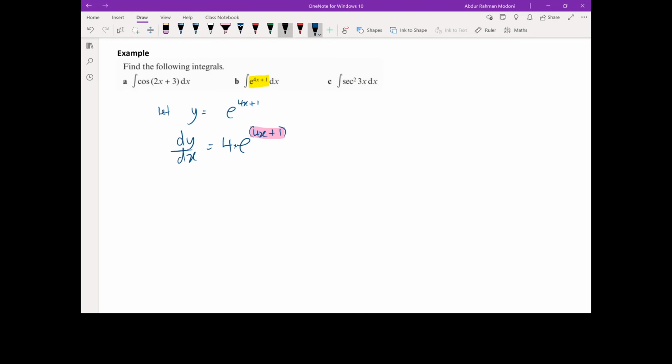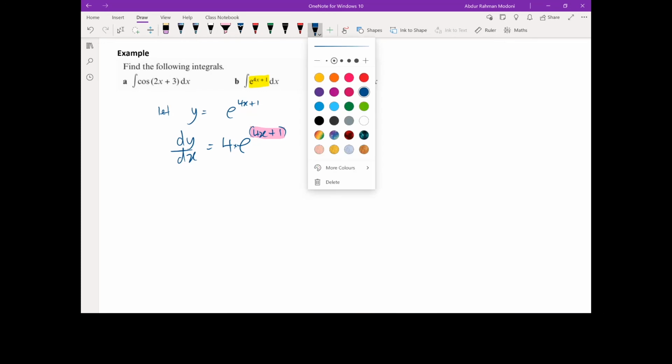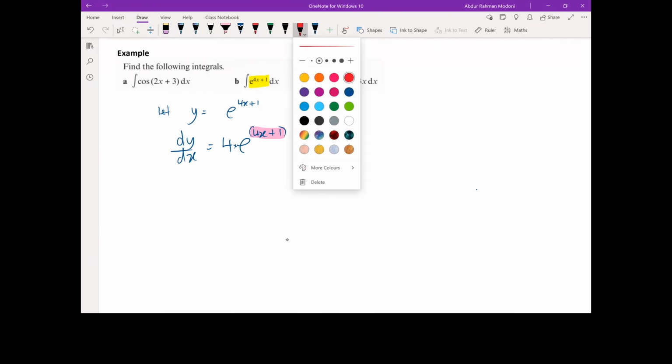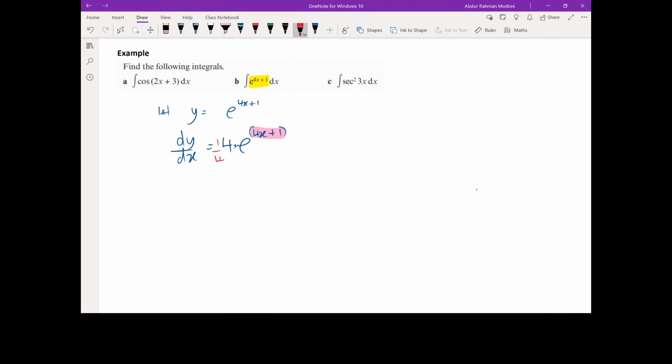Now let's take a look at what we're trying to integrate. It just has e to the 4x plus 1, whereas here we've got 4 lots of e to the 4x plus 1. So we want to adjust this. What's our adjustment factor here? Well, if we times everything by a quarter, then what we end up with is e to the 4x plus 1 as dy by dx. Since we differentiated from there to get to this, surely if we integrate this, we get back to that.